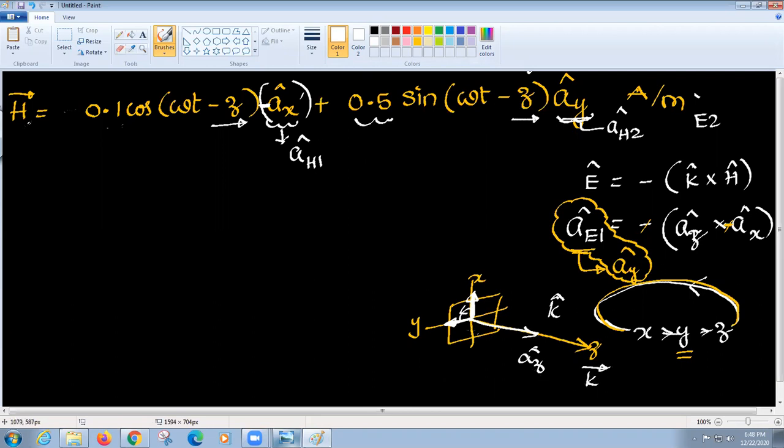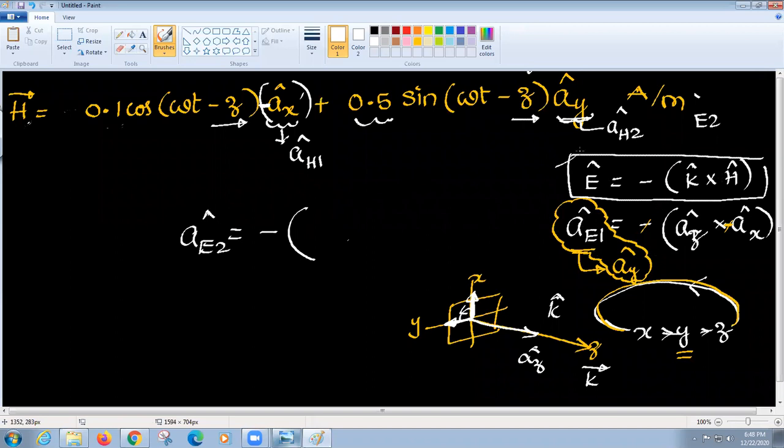So don't worry about that. Okay. Anyways, I know E is equal to negative K cross H. I again use the same for this. That is, I want to find AE2. Okay, AE2 is equal to, again, I'm using this one. Now instead of K, I take AZ. The wave is going along the positive Z axis.